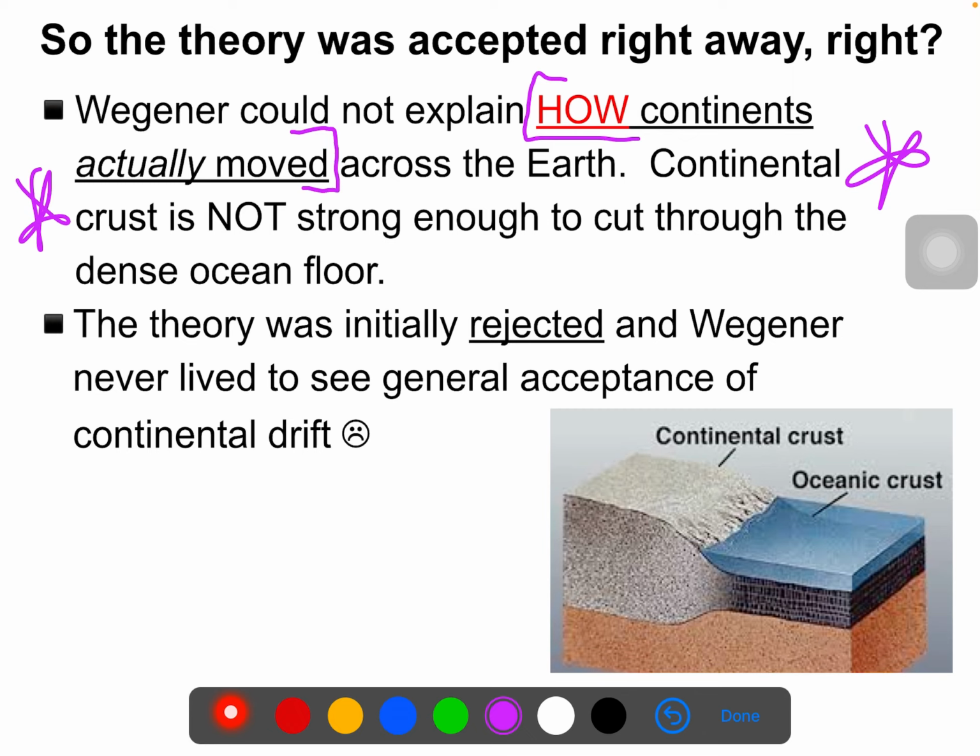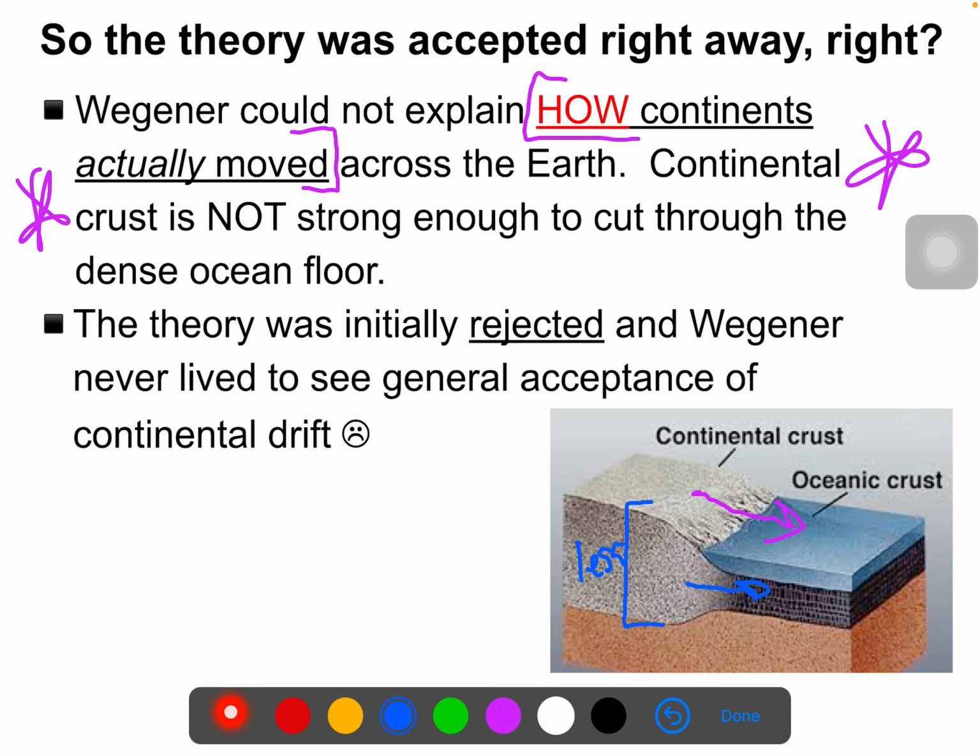What his thinking is that the continental crust essentially drifted across the oceanic crust, similar to how like an Arctic boat would cut through ice. It just plowed its way through. But what we know and what we knew then about the continental compared to oceanic crust, even though it's thicker, it's less dense, so it's not as strong. So there's no physical way for that continental crust to be able to cut through that oceanic crust.